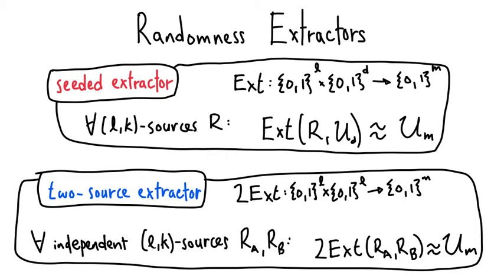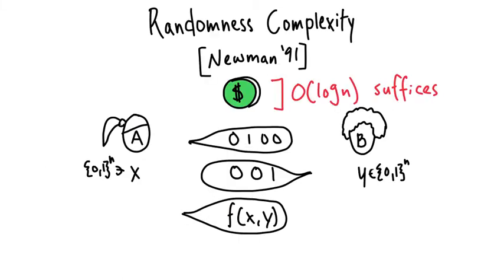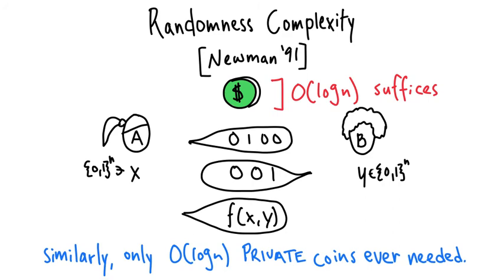But the next fact we need is about randomness complexity. This is from Newman in 91. He showed that in the public uniform coin setting, you need at most logarithmically many coins, and the same is true in the private coin setting. So you really don't need much randomness, only logarithmically many bits.